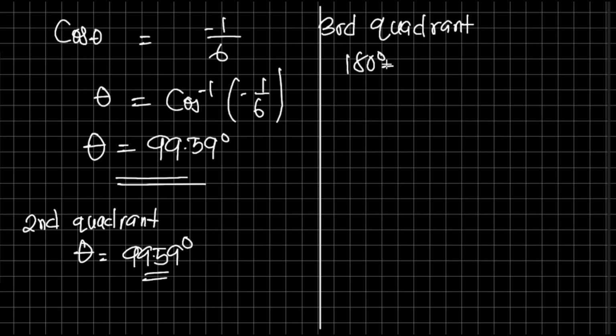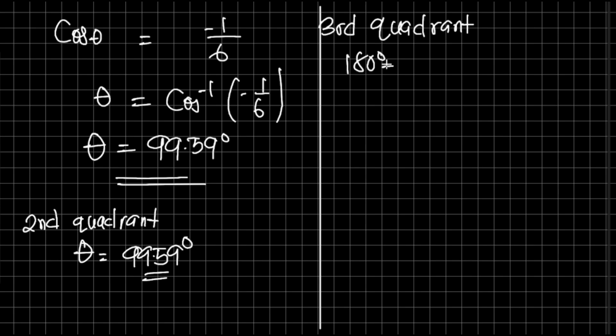2.98. 1 divided by 6. Okay, 180 minus 99.59, which is 80.41. So we have 180 plus 80.41. That will be that.